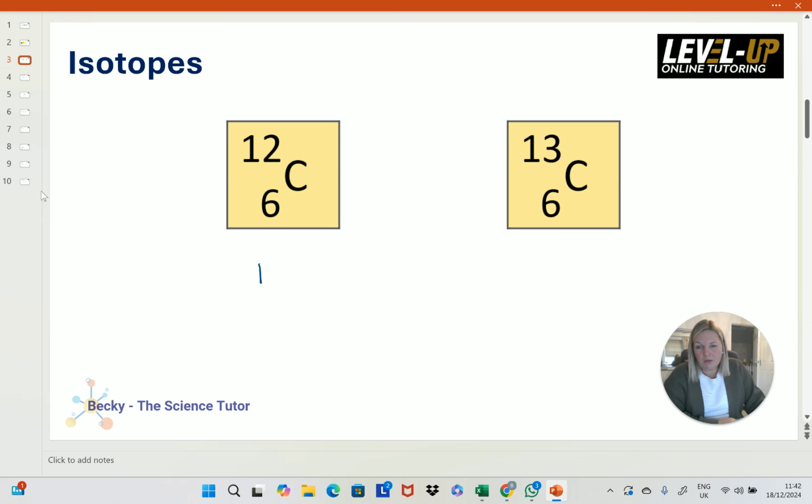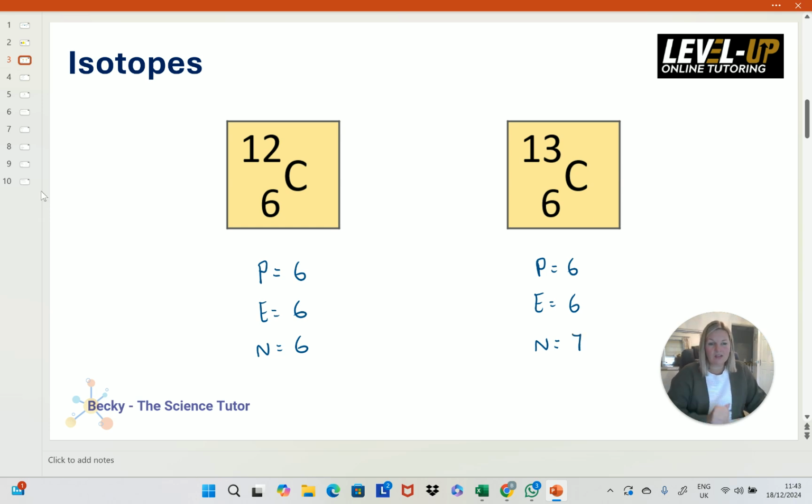So carbon-12 is just what we've been looking at. Protons, bottom number is 6. Electrons, we have to have the same number of electrons as protons, so therefore we've got 6, and the neutrons we've just worked out again is 6. However, when we look at carbon-13, proton number, bottom number is 6. Electrons, we haven't got any charge, so we're presuming we've got 6 electrons. However, this time we've got 13 minus the 6, which gives us 7 neutrons.